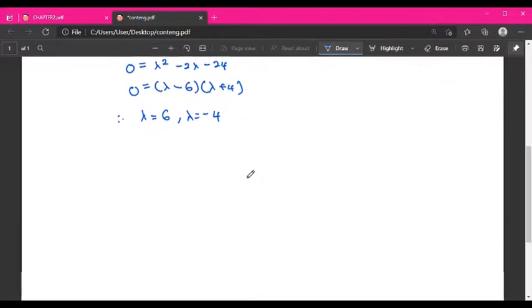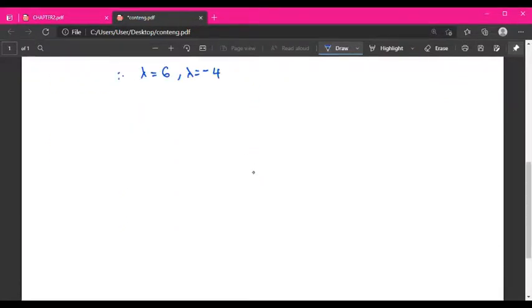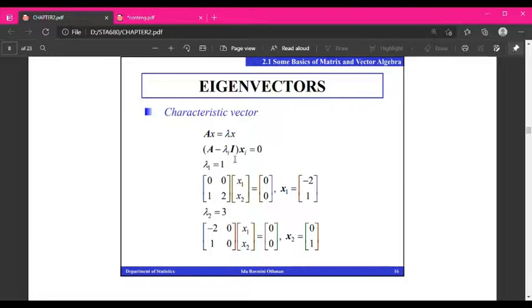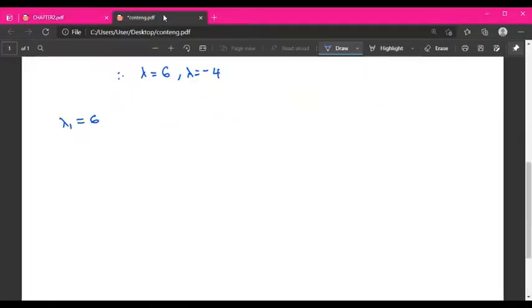Okay, let's say kita buat dulu untuk lambda 1, which is 6. We will use this equation tadi, A minus lambda I x equal to 0. All of this adalah matrices. Kita nak cari this x when lambda equal to 6.